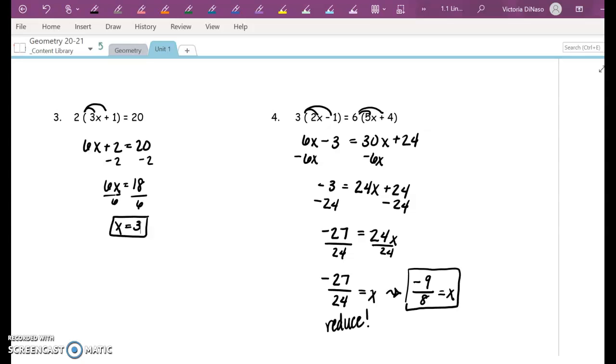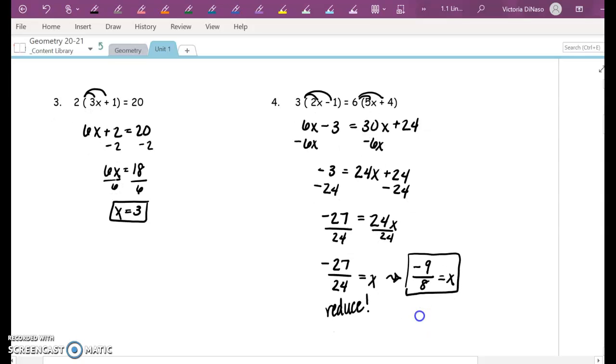I made sure to get the x's on one side and the constant number on the other side. And when I divided both sides by 24, I was able to reduce the fraction to get negative 9/8. Go ahead and pause the video if you need time to catch up when writing down all of the worked out solutions.